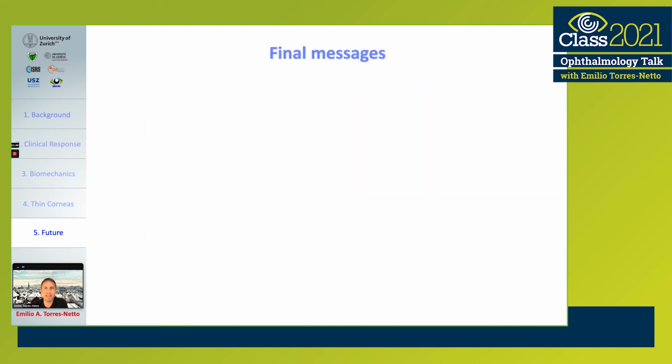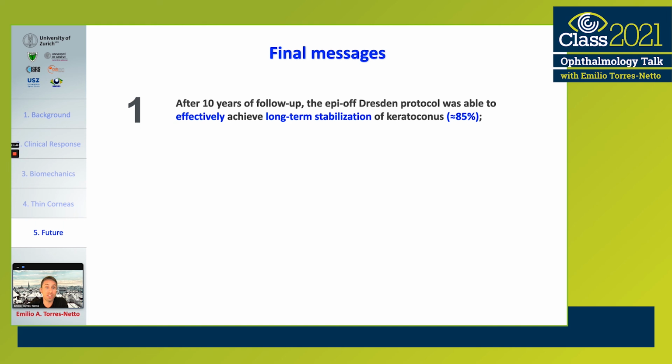So as a final message, after 10 years of follow-up, the epi-off Dresden protocol, that was the standard protocol, the first one, was able to achieve long-term stabilization in most of the cases. A novelty here, so news, is that mitomycin C after cross-linking increases stromal haze, and this for many can be somewhat counterintuitive.